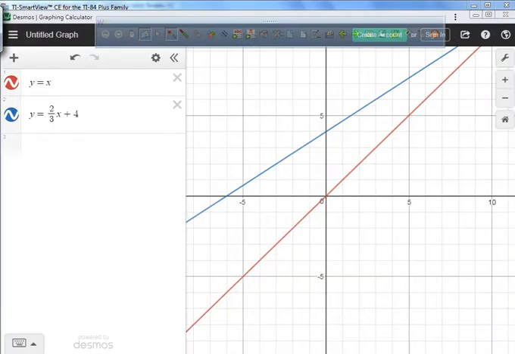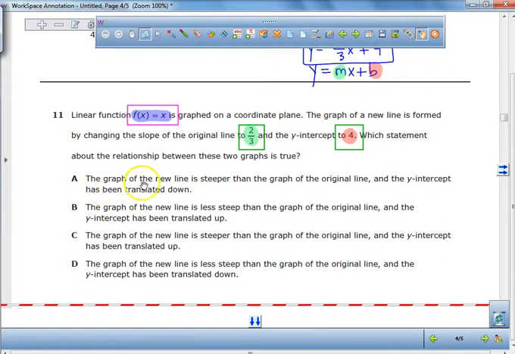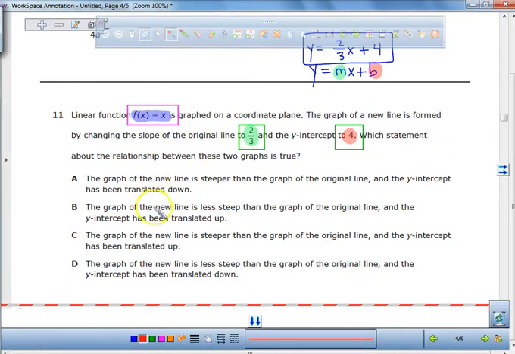So let's look at our answers here. The graph of the new line is steeper, right? Has the y-intercept been translated down? No. So that's what makes A wrong? Yeah, because it went up. The graph of the new line is less steep. Oh wait, the graph of the new line is not steeper. That's wrong too. The new line is less steep than the original. My bad. Is the new line less steep? Yes. Has the y-intercept been translated up? Yeah. So right now I'm thinking B.